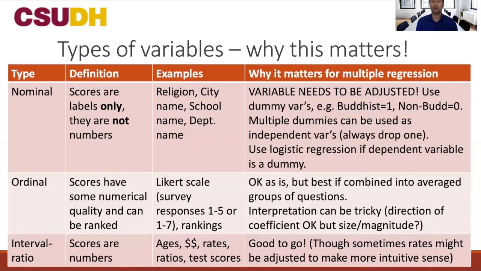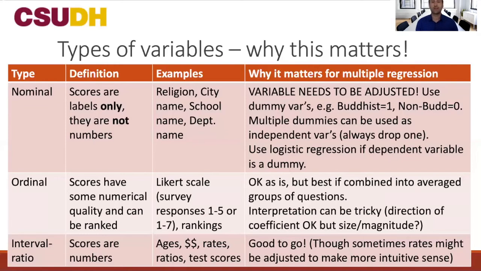Now, these are okay to be used in multiple regression. For Likert scales in particular, it's best if you combine these into average groups of questions. It's also worth bearing in mind that interpretation can be tricky. For example, the direction of the coefficient is quite meaningful, but the size and magnitude often isn't. So please be careful with that.